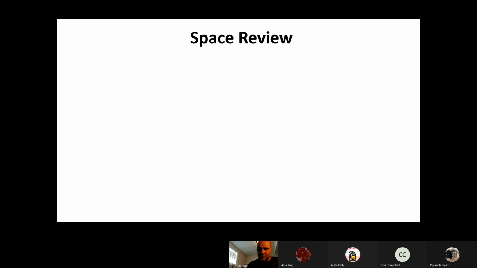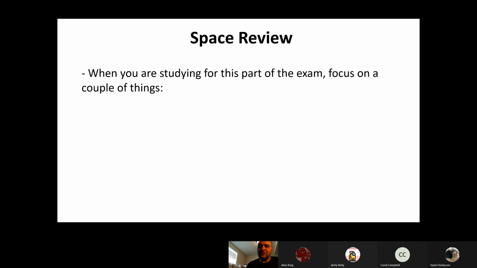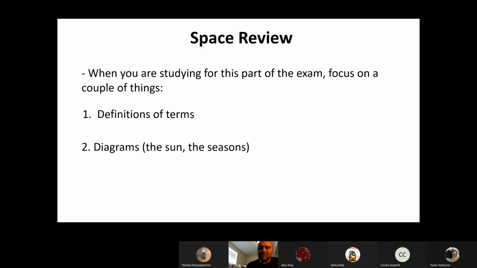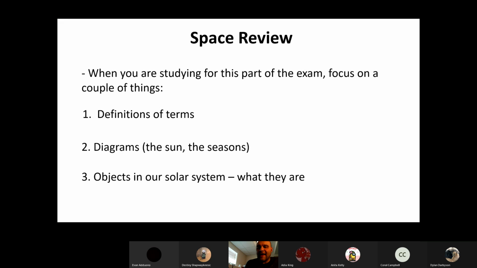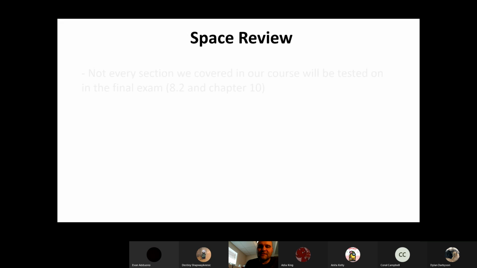So, space review. I want you to focus on a couple of things when you're studying for this part of the exam. Firstly, should really be your definitions. There were a ton of definitions in this unit, so make sure you're well aware of the definitions. Next thing is there are a couple of diagrams. There's a sun diagram and a diagram about the seasons and how they happen, so make sure you're aware of those diagrams. And lastly, I want you to know what's actually in our solar system and what's in the sky, and maybe even a little definition along that. So 1 and 3 are fairly similar.